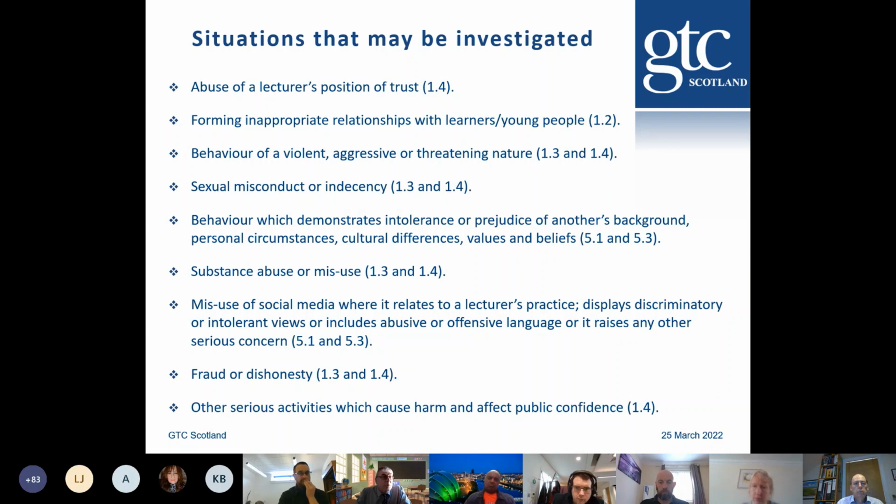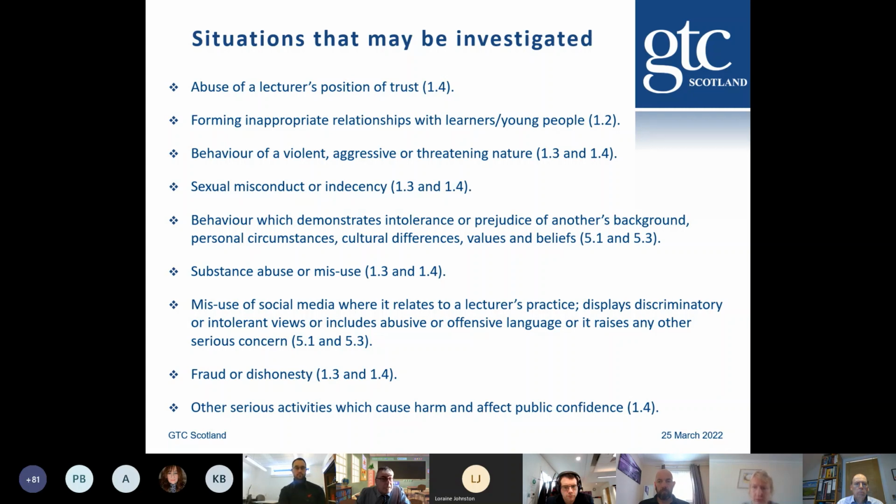We would investigate, or we would likely investigate, everything depends on the circumstances, but we would likely investigate abuse of a lecturer's position of trust, that's not upholding standards of personal and professional conduct, COPAC 1.4. Forming inappropriate relationships with learners, young people, is COPAC 1.2, not maintaining appropriate professional boundaries. Behaviour of a violent, aggressive or threatening nature, which is 1.3, could be in breach of criminal law, and also not upholding standards of personal and professional conduct.